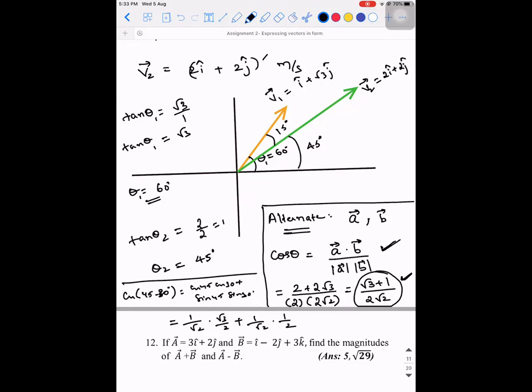But are you able to understand? Yes, sir. Okay. I have a doubt. Could you again explain that cos theta formula you did for the alternate one? My Wi-Fi connection was bad. Which one? This cos 45 minus 30? No, the right of that, sir. Cos theta equal to A vector dot B vector divided by magnitude of A vector into magnitude of B vector. That's the formula.